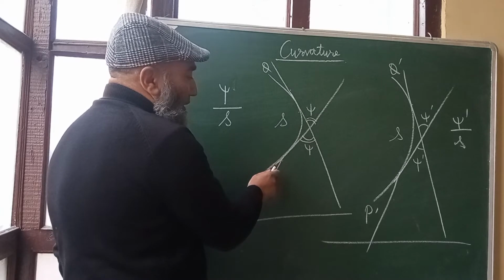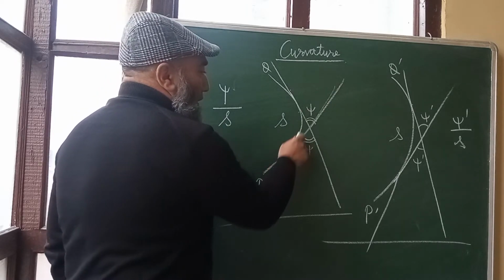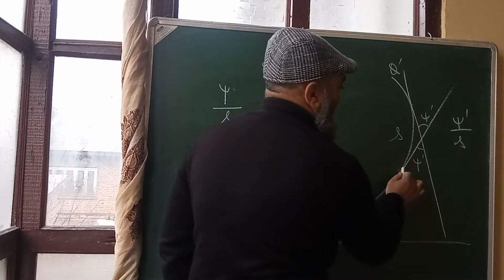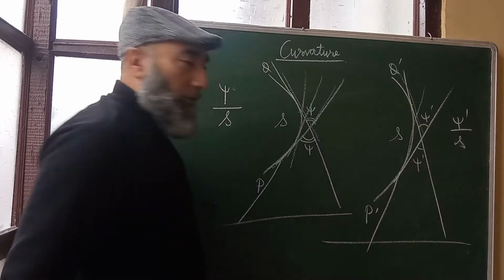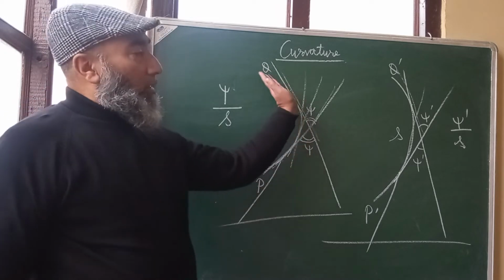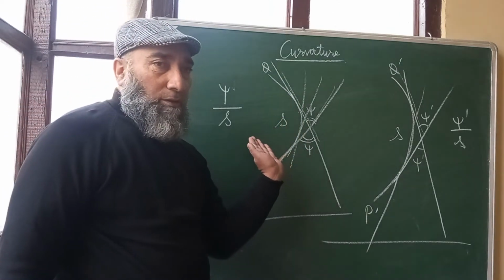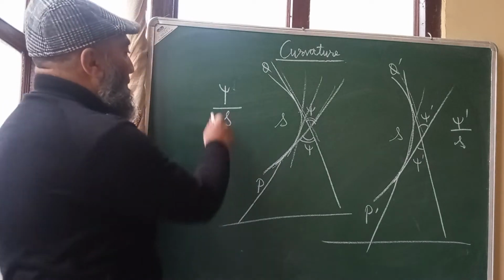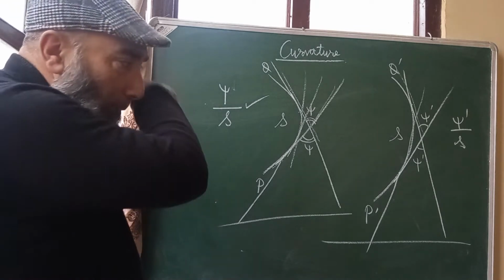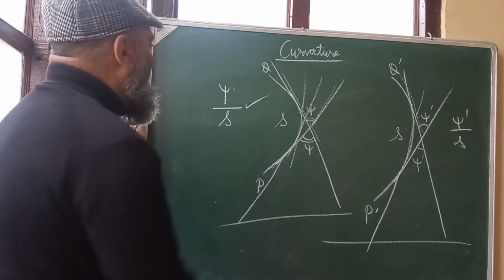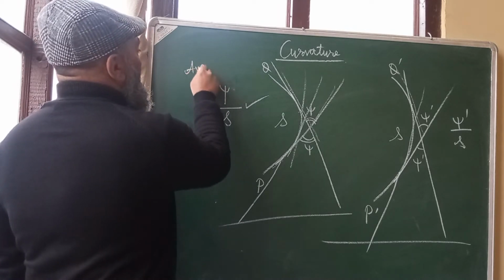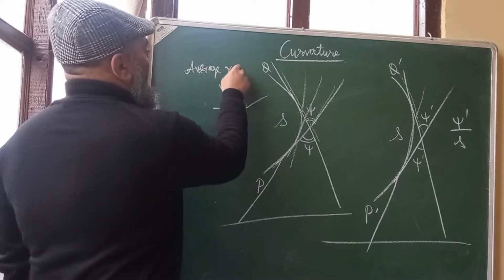So we can see that the way the tangent rotates along an arc defines the curvature. The rate of rotation of a tangent along an arc is known as the curvature. Fine. So this is curvature. This is the average curvature, the average rate of bending.